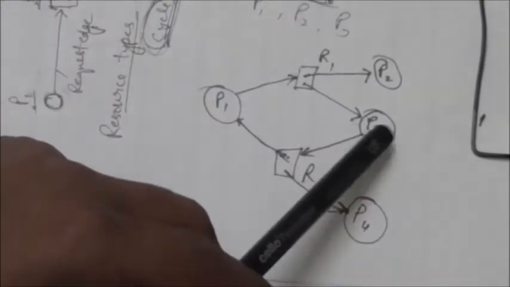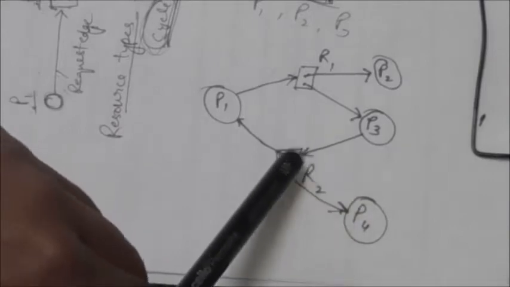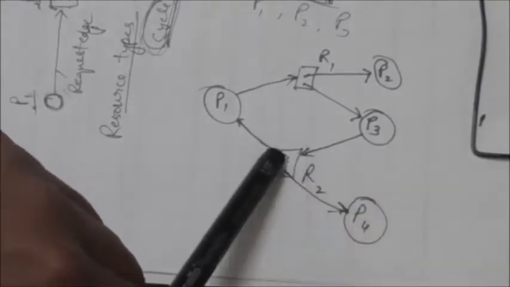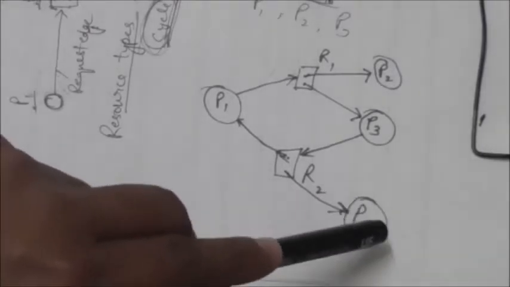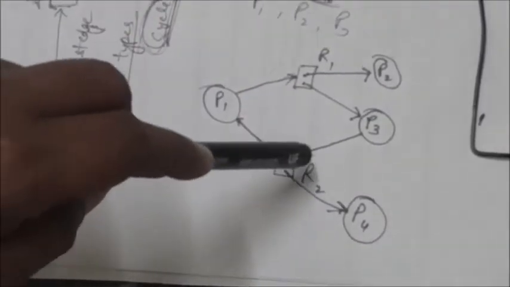Now see here, this process P3 is requesting an instance of resource type R2, and one instance of resource type R2 is allocated to process P4, and process P4 is not waiting for anything. So after completing its task, this process P4 will release the instance of resource type R2, and then that instance of resource type R2 can be allocated to process P3.